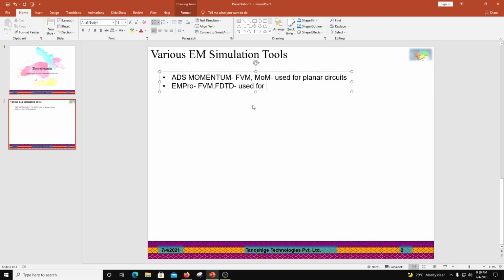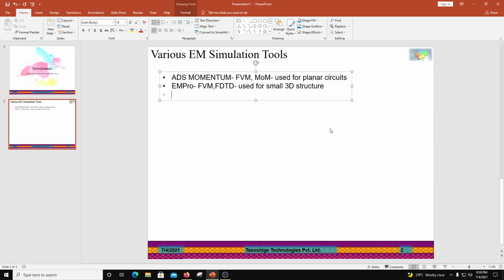Now this is used for 3D structures, and these 3D structures are small. So I can say, used for small 3D structures. If you try to use EMPro for doing RCS, for example, or an antenna placement problem, it is capable, but you will sit for a long time, right? Because it is based on a classical technique. So that's what EMPro is.